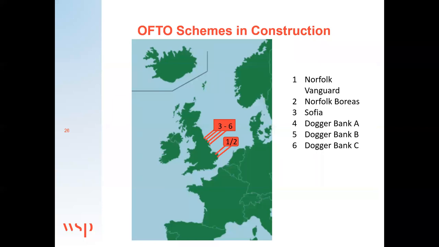We also have offshore transmission operator schemes in construction. There are many OFTOs in the UK for AC connected wind farms, but obviously the focus here is on DC. So here I've listed out six projects that are currently in development. Two off the Norfolk coast, Vanguard and Boreas, and four in the Dogger Bank, Sophia, and the schemes labelled A, B, and C. All of these schemes are either in construction, I think, possibly in planning, but ambitious schemes.